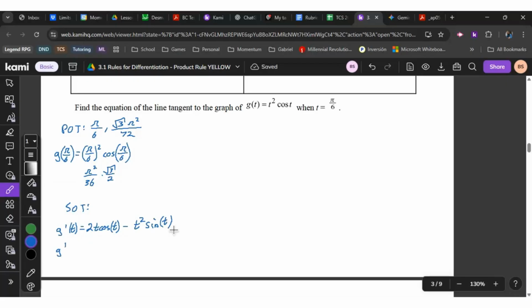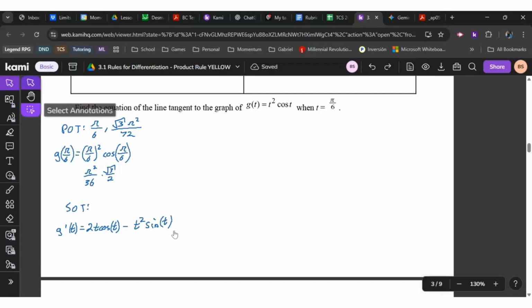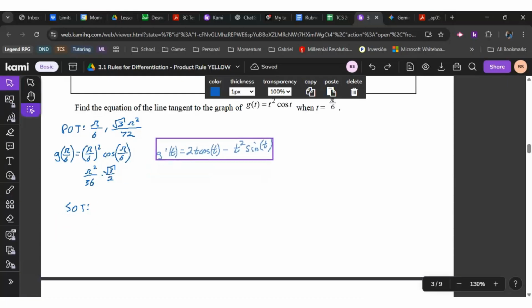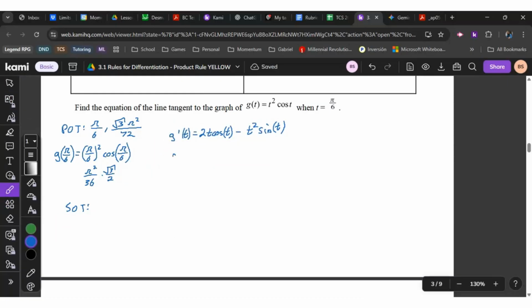Now I need to find g prime. You know what? We're going to actually do this. Hang on, I'm going to move that. It's going to be ugly as sin. So let's put it up here. G prime of pi over 6. Are you ready for the ugly number? All right. 2 times pi over 6 times the cosine of pi over 6, which we already said was root 3 over 2. Pi over 6 squared, we already figured out that. That's pi squared over 36. Sine of pi over 6 we haven't done. What was that one? That's 1/2.